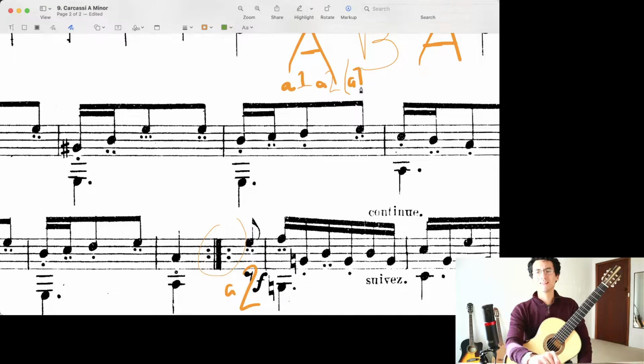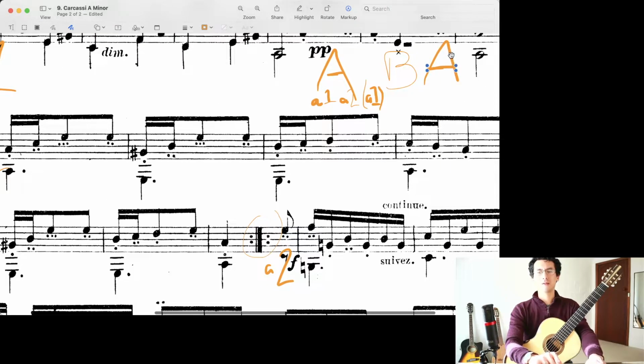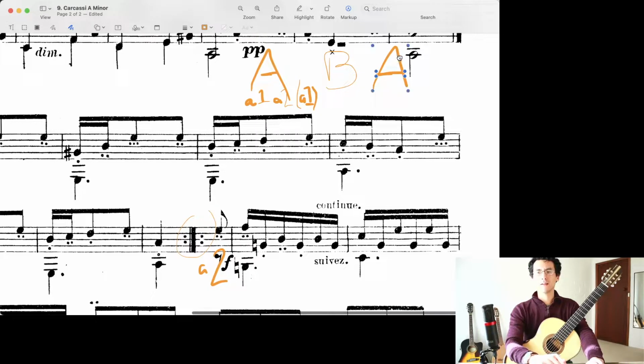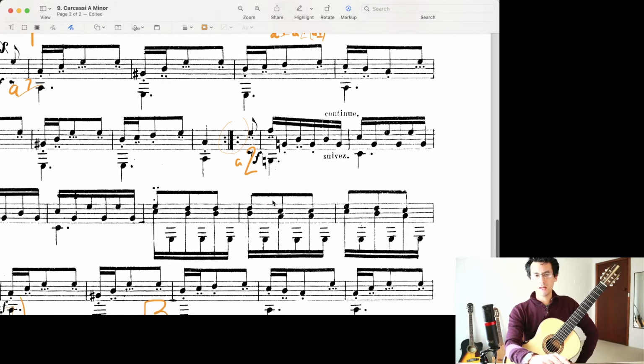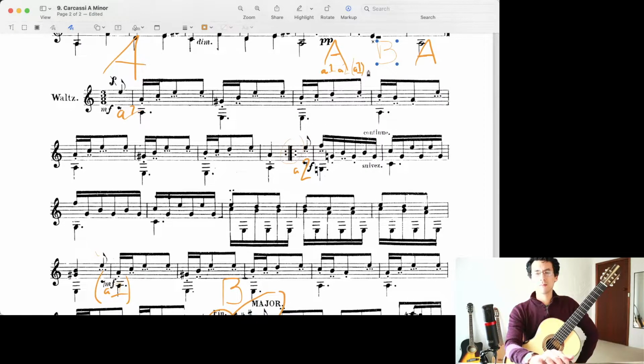I have to squeeze that in there. I'll move that across. Whoops, here we go. Move that across because we'll need to write. When you're dealing with embedded form, you need a lot of space. Okay, so we've got two sections and a return of the opening theme at the end of the second section. So that's rounded binary form. So rounded binary form is nested within the A section.